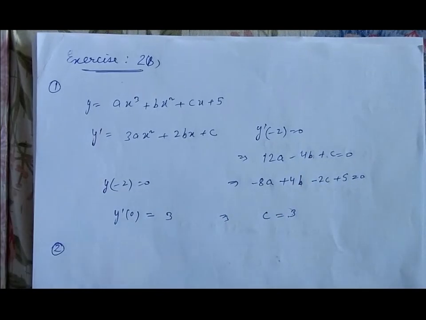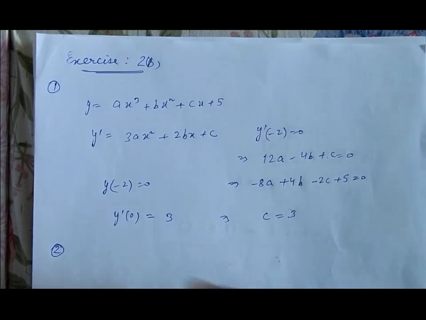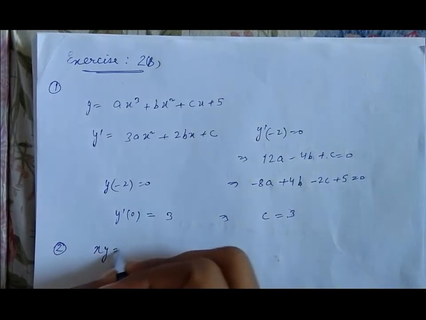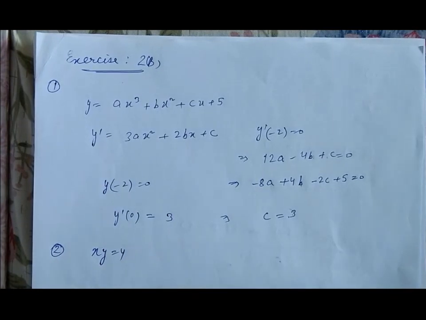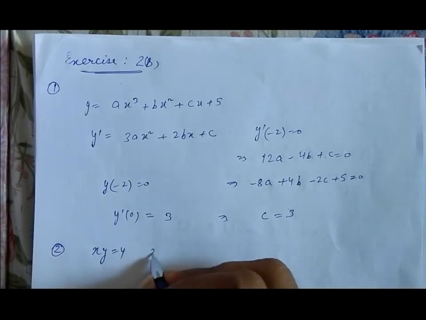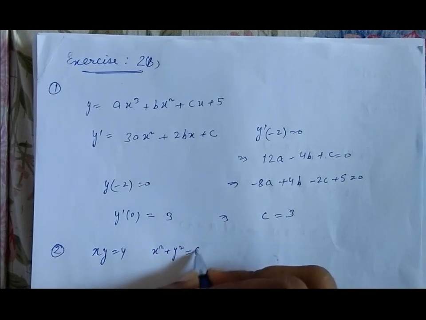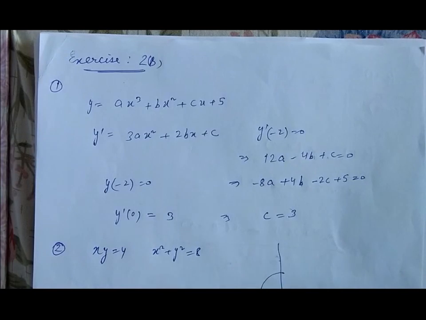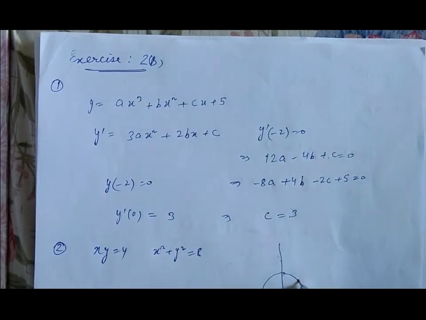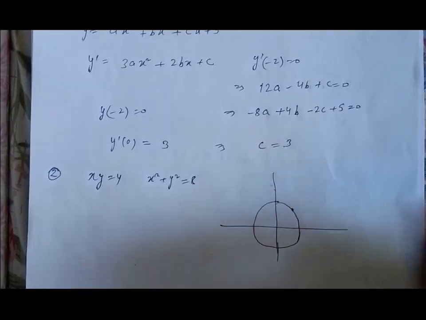Moving on to the next question, question number 2. Prove that the curves xy equal to 4 and x square plus y square equal to 8 touch each other. So these are two symmetric curves. One is a circle of radius 2 root 2 with point 2 comma 2 on its circumference.